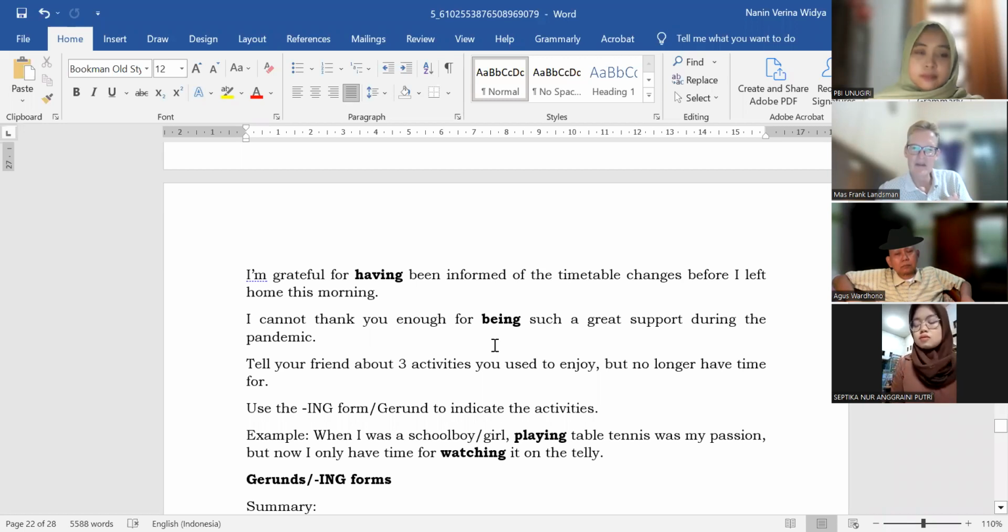Tell your friend, there's a practice here, about 3 activities you used to enjoy dulu. Anda punya hobi seperti itu but no longer have time for.